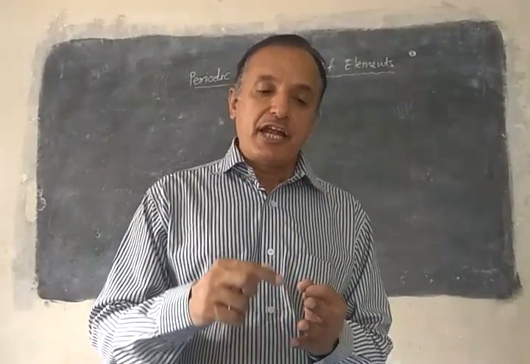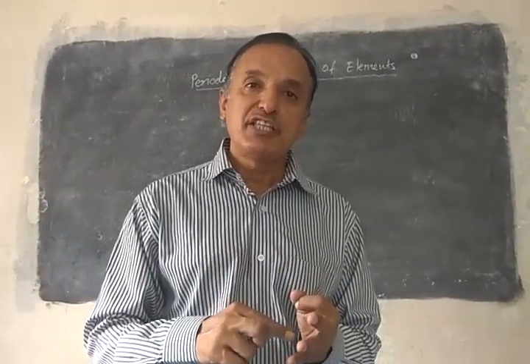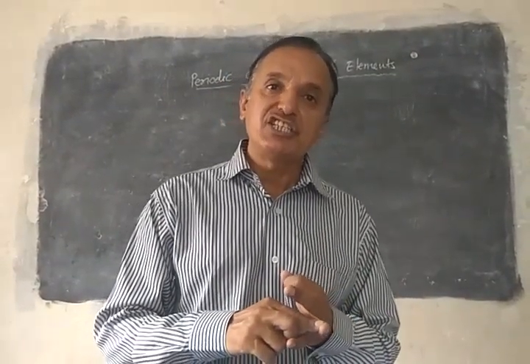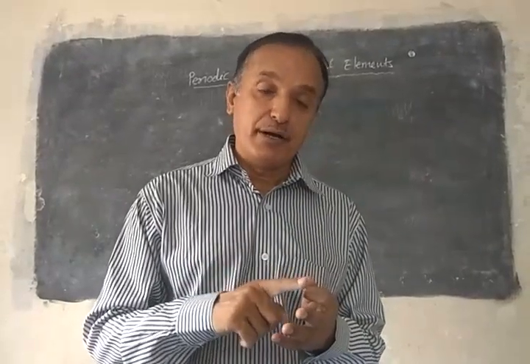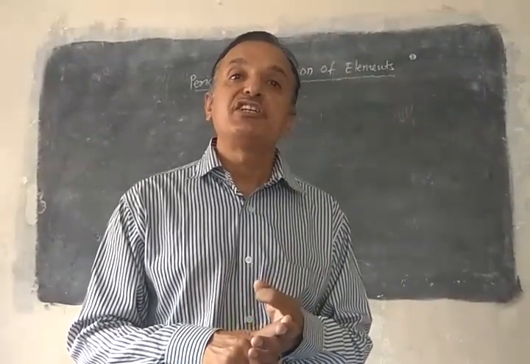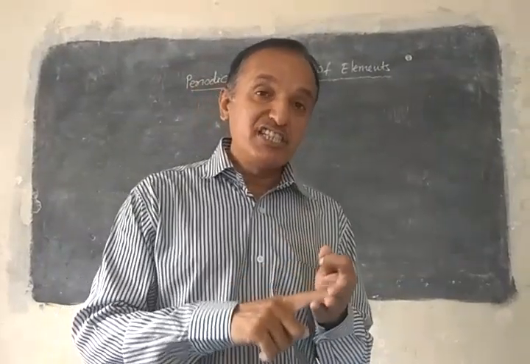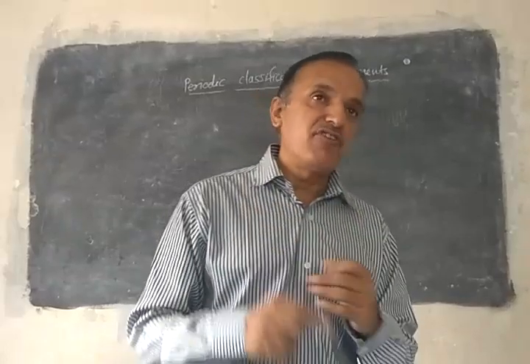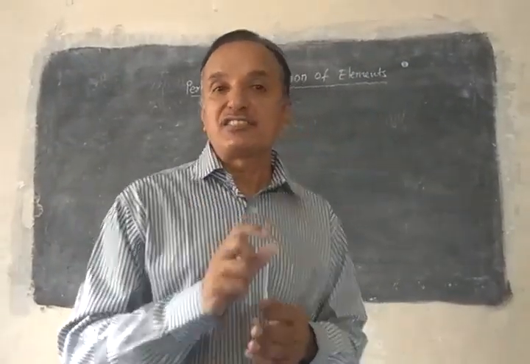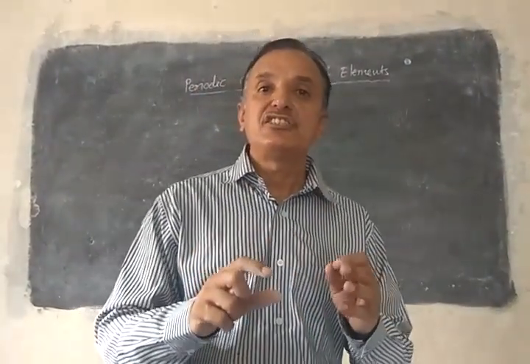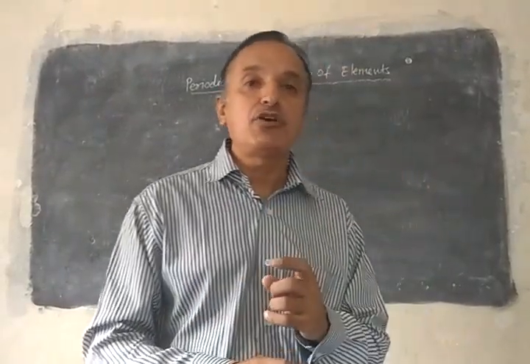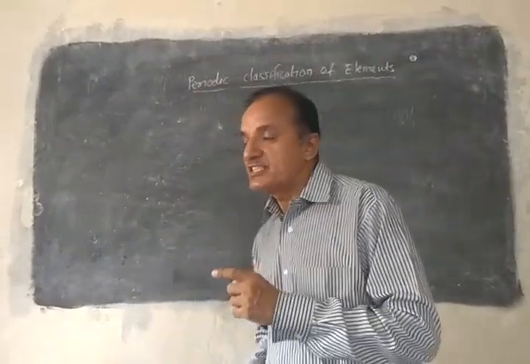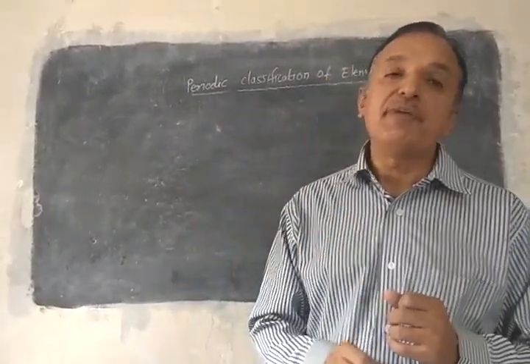We have seen that at the time of Dobereiner 30 elements were there in nature. At the time of Newlands 56 elements were present in nature. At the time of Mendeleev 63 elements were present. And all these three, Dobereiner, Newlands and Mendeleev, took the fundamental property, that is the atomic mass number. They classified the elements on the basis of atomic mass number. According to them, atomic mass number is the fundamental property of an element.